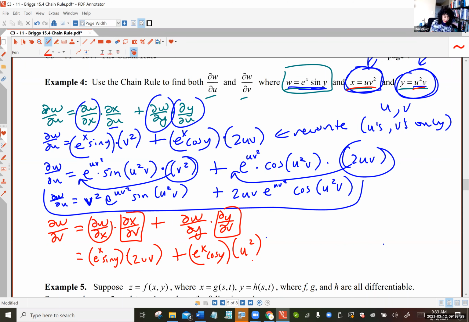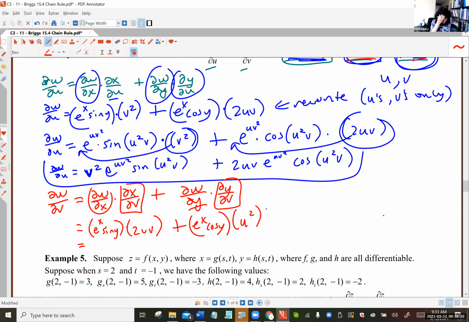Clean this up. Rewrite it so that you only have u's and v's in your final result. So I'm going to totally clean it up. I'll put this algebraic 2uv in front, and then I have e to the uv squared times sine of u squared v plus u squared times e to the uv squared cos of u squared v. Woo! Okay, there's your other partial. What a mess.